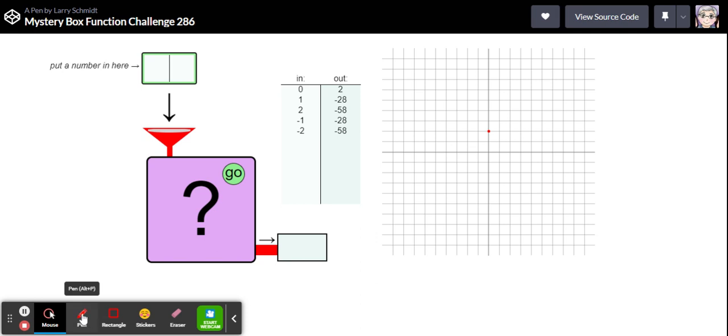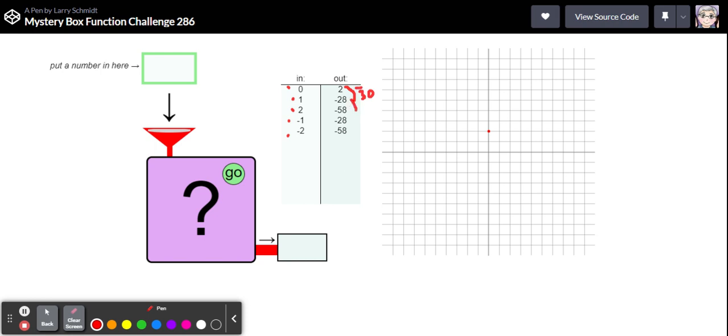I'm thinking absolute value. We're getting left-right symmetry. So 0 is at 2, and then negative 1 and 1 are both at negative 28. 2 and negative 2 are both at negative 58. And I think absolute value versus, say, a downward opening quadratic, because from 2 to 28 is a distance of 30, well, negative 30, right? And from 28 to 58, negative 30 as well. So I think we've got this downward opening absolute value function.